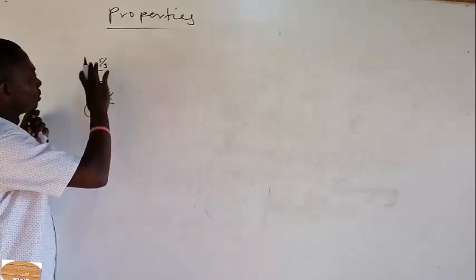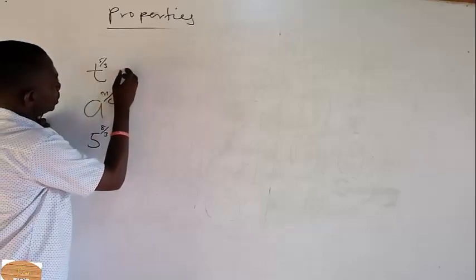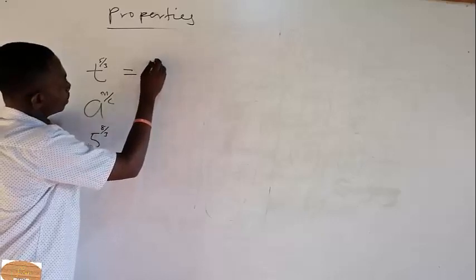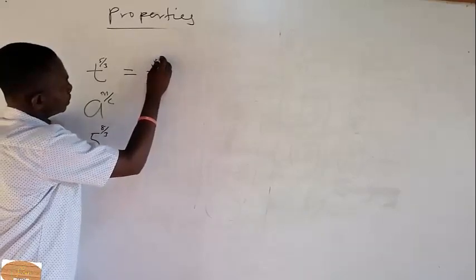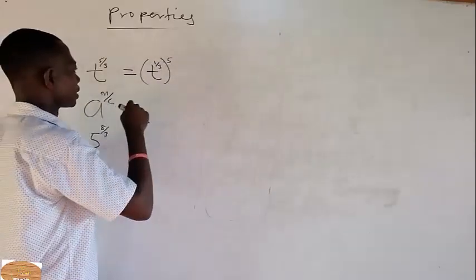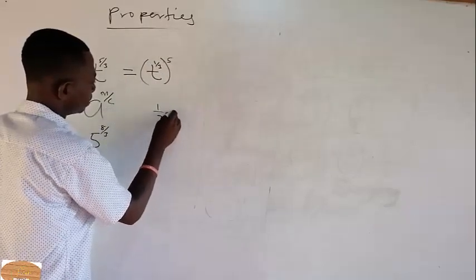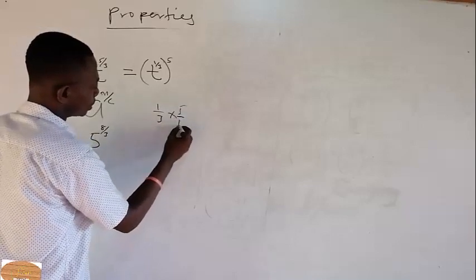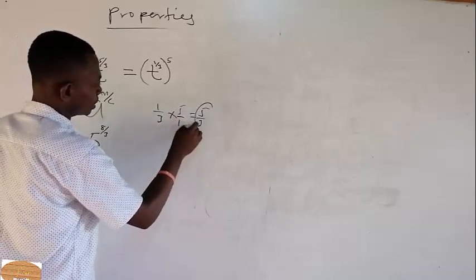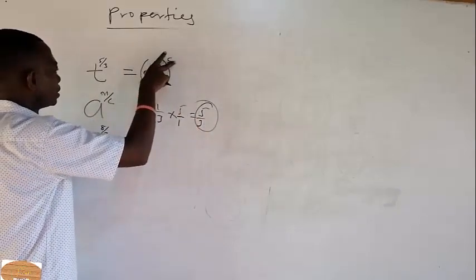So this one, let me take my time here. The power is 5 over 3. So this one is the same as t to the power 1 over 3, all to the power 5. Now, going back, 1 over 3 times 5: let's make this 1 over 1 times 5 is 5, and 3 times 1 is 3. So 5 over 3, which is here. So this one is the same as this.